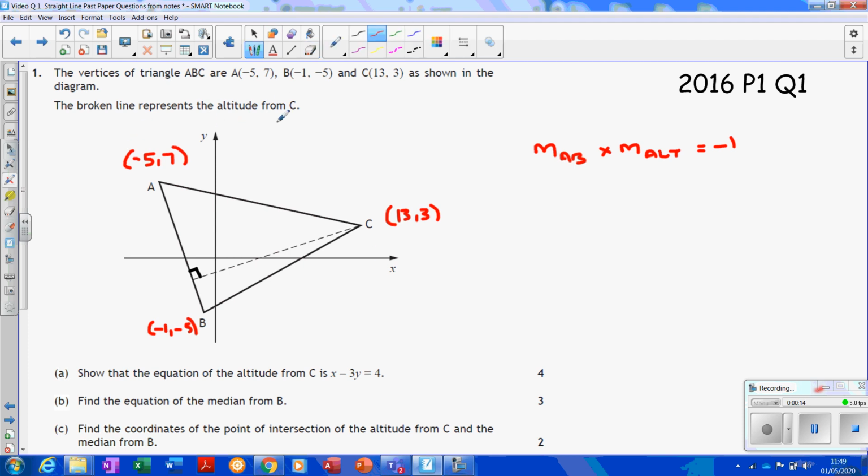Okay, so first one here: the vertices of a triangle A, B and C are shown. The broken line represents the altitude from C. So there's the altitude coming from C and it meets the opposite side at 90 degrees.